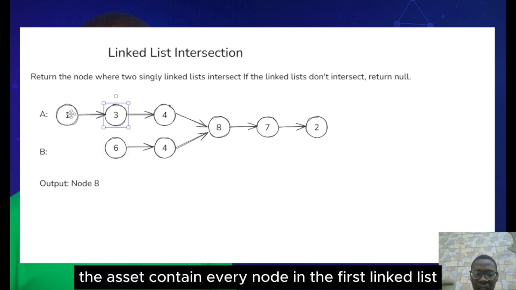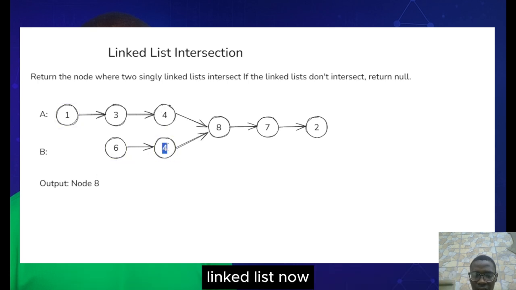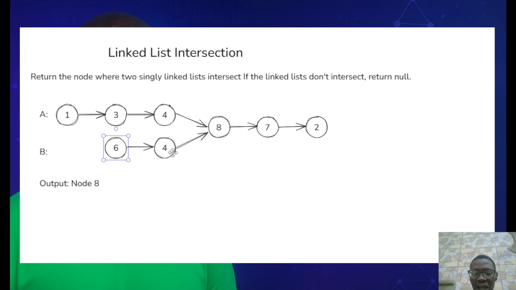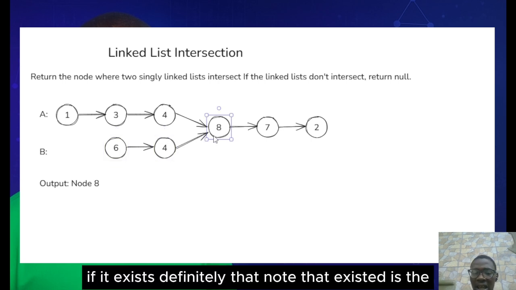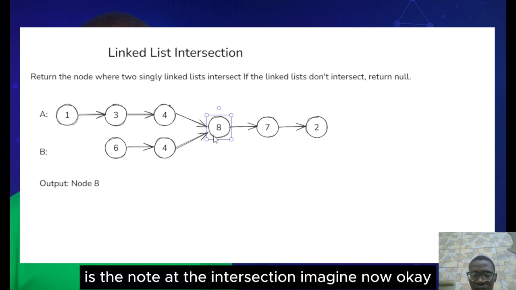Don't forget that the hash set contains every node in the first linked list. Then, traversing through each node in the second linked list, we compare it to see if it exists in the hash set. If it exists, definitely that node is the node at the intersection.